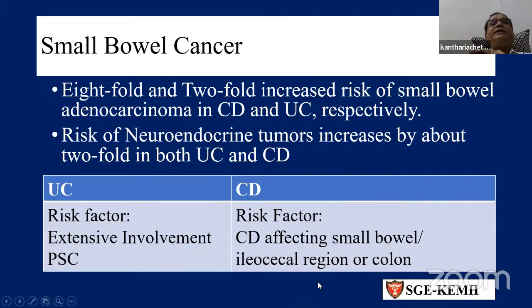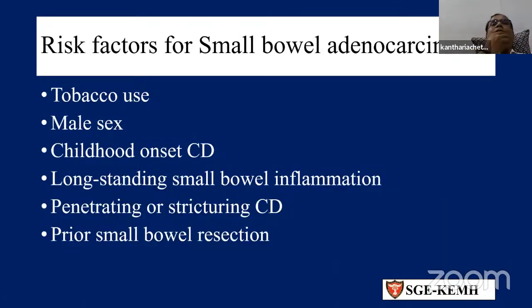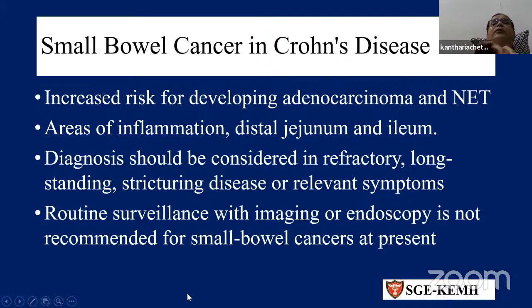The risk factors in ulcerative colitis are extensive involvement and the presence of primary sclerosing cholangitis, whereas in patients with Crohn's disease, it is the area which gets affected, the ileocecal region or the proximal colon, which is usually involved. So the risk factors for development of small bowel adenocarcinoma are use of tobacco, male sex, early onset of Crohn's disease in childhood, long-standing small bowel inflammation, presence of penetrating or stricturing Crohn's disease, and patients with history of prior small bowel resection.